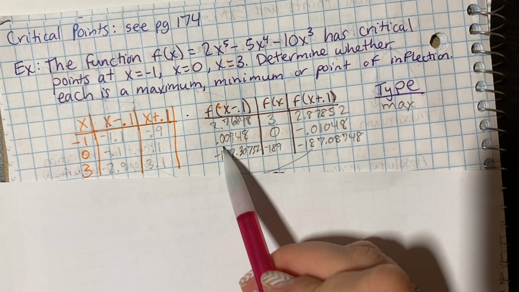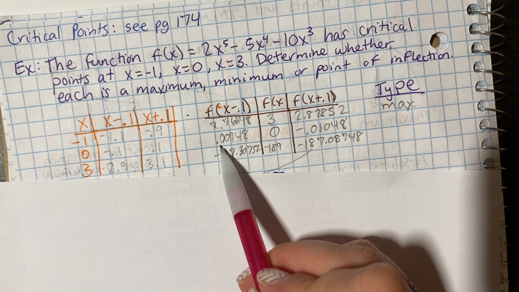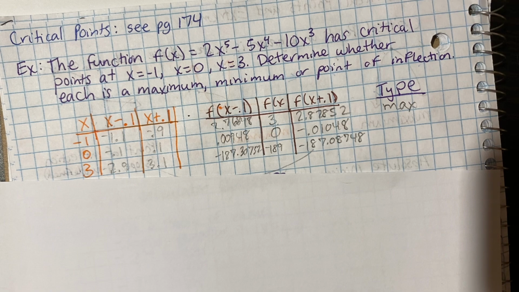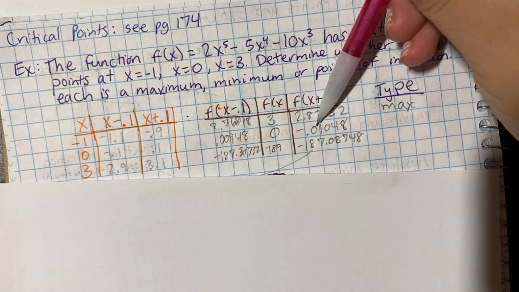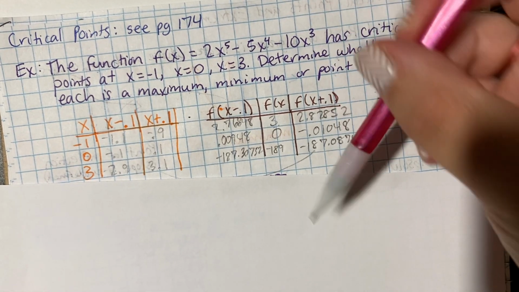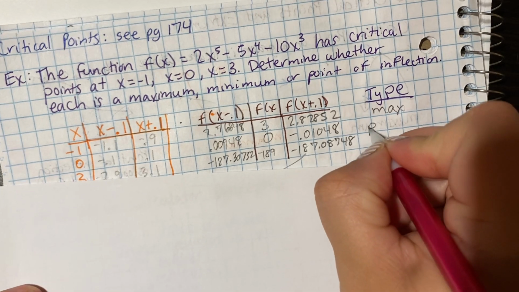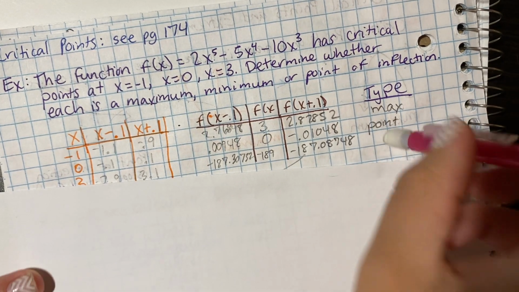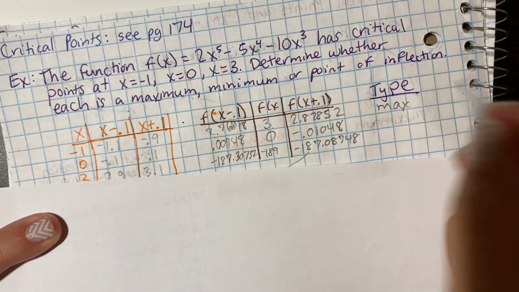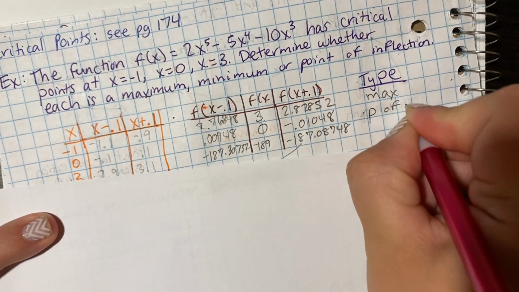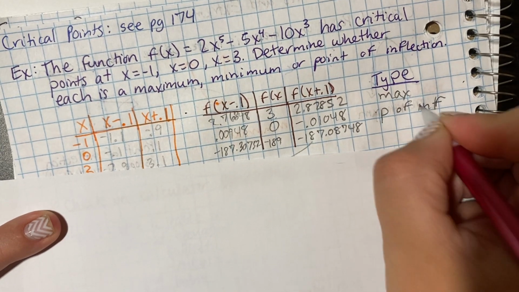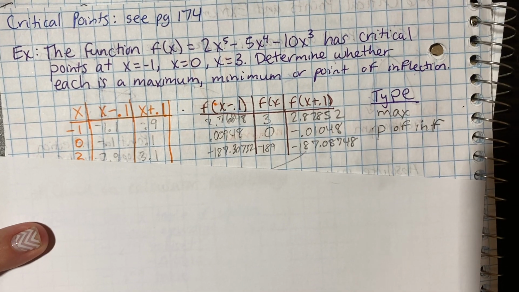Okay. So we are going from some positive number to 0. So we're going down, and then we're going to negative. So we just keep going down. So we're going to have a point of inflection. I just called it P of inf.